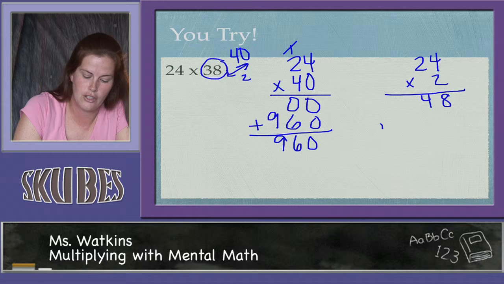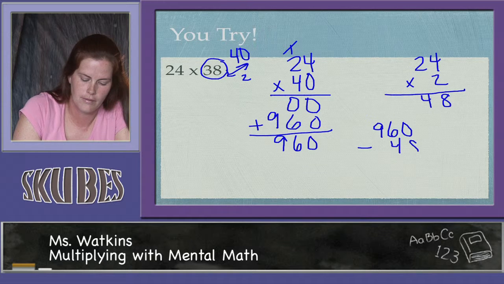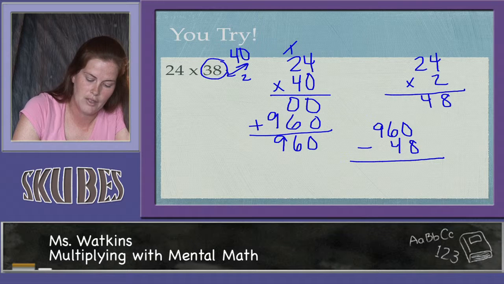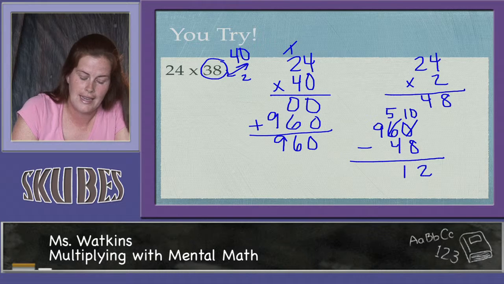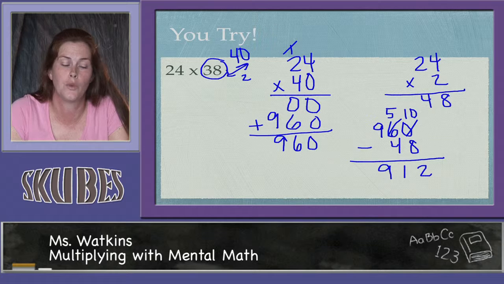So I need to subtract the 48. 960 minus 48. We're going to have to borrow over here. 6 becomes a 5. We borrowed a 10. And so our 0 becomes a 10. 10 minus 8 equals 2. 5 minus 4 equals 1. And 9 minus 0 equals 9. So our answer is 912.